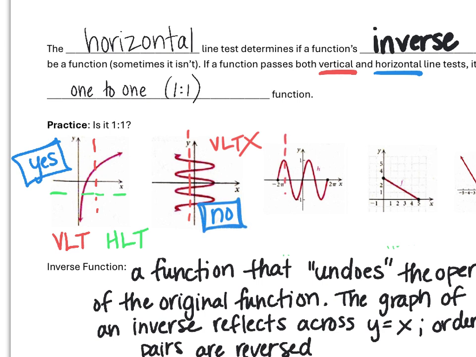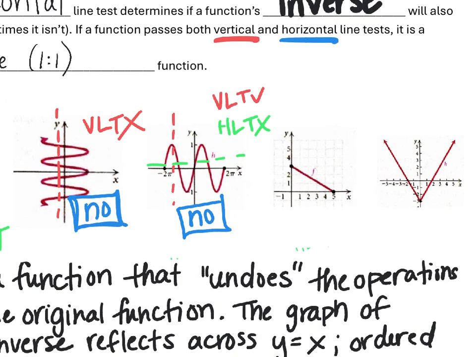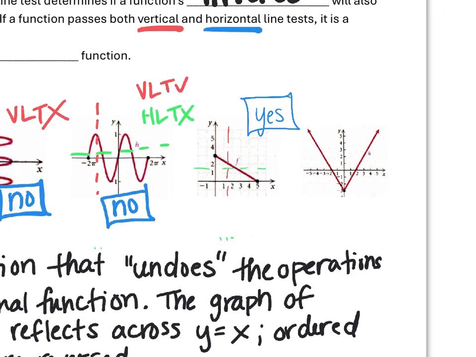Next one, vertical line test is good. Horizontal line test is not okay because it hits more than one point when we draw a horizontal line, so it fails the HLT, meaning that this is not a one-to-one function. Okay, vertical, good. Horizontal, good. That means that, yes, this is a one-to-one function. Okay, and the last one, vertical's fine. Horizontal, no. We hit more than one point, meaning this is not a one-to-one function.